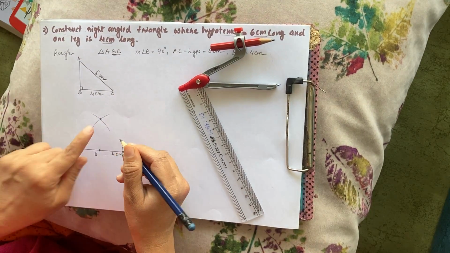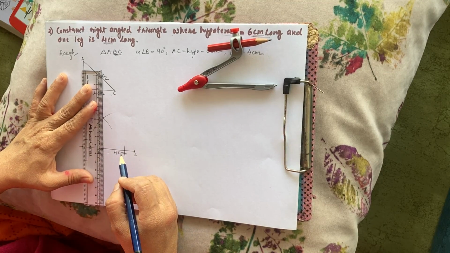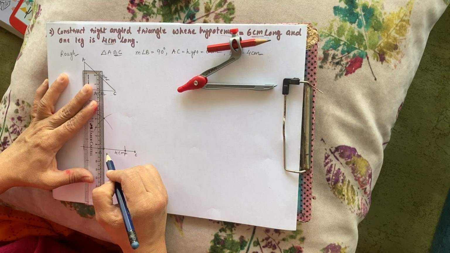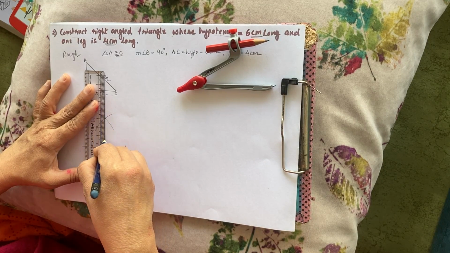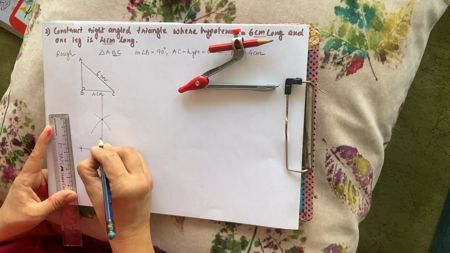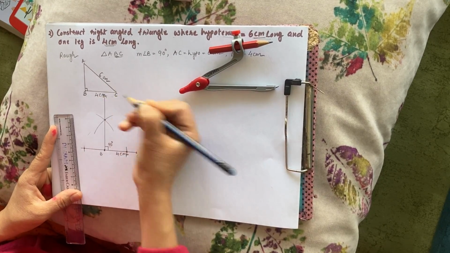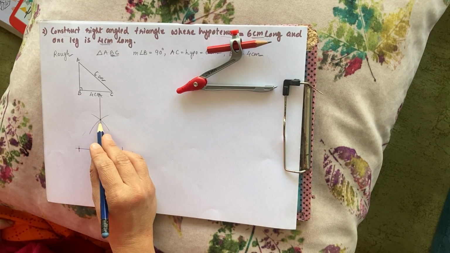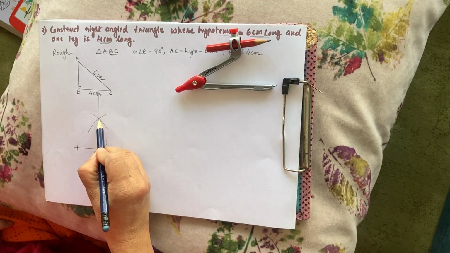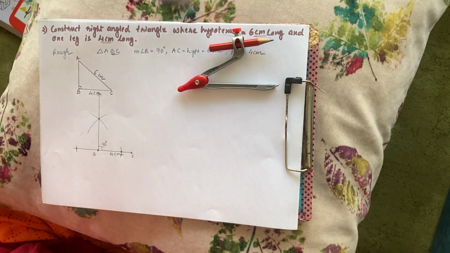Now, don't give any name to this point, but construct a ray joining B with this point. So, I am constructing a ray, and then this is my 90 degree angle. Now, this point is not A, children, that is just a point of intersection. So, you do not need to give any name to this.